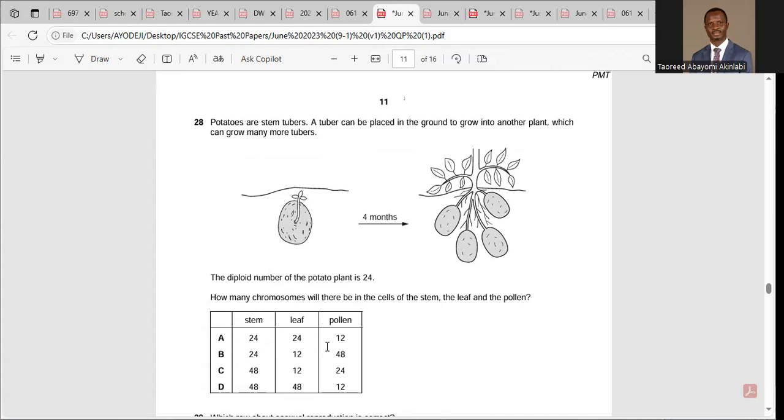Now, the stem is the part of the plant that has somatic cells. The leaf also has somatic cells, while the pollen contains reproductive cells. That means the stem and leaf are going to have the diploid number of chromosomes, while the pollen will have the haploid number of chromosomes, which is half of the diploid number. That means for the stem, we're going to have 24 chromosomes. For the leaf, 24 chromosomes, while the pollen we have 12. Then the answer is option A for 28.